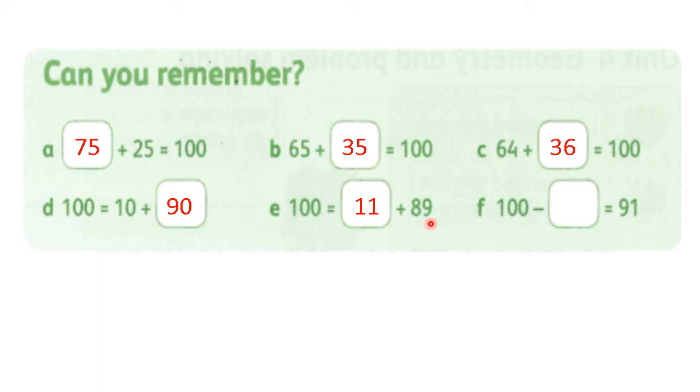100 minus 10 equals 90. 91 is 1 more, so I have to subtract 1 less than 10. 100 minus 9 equals 91.